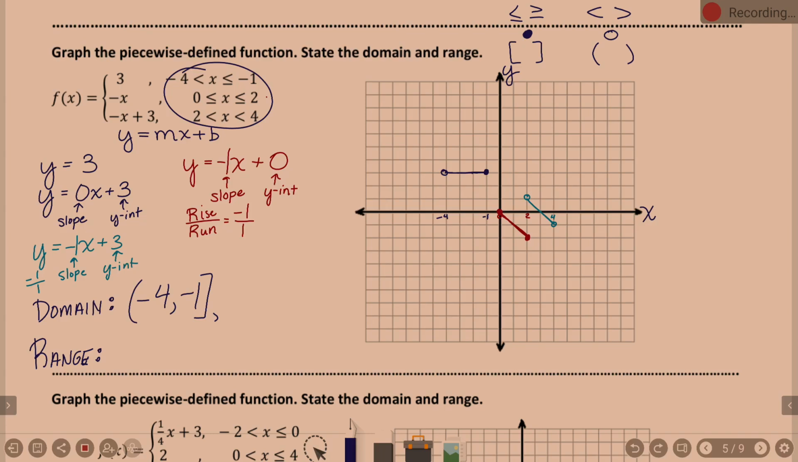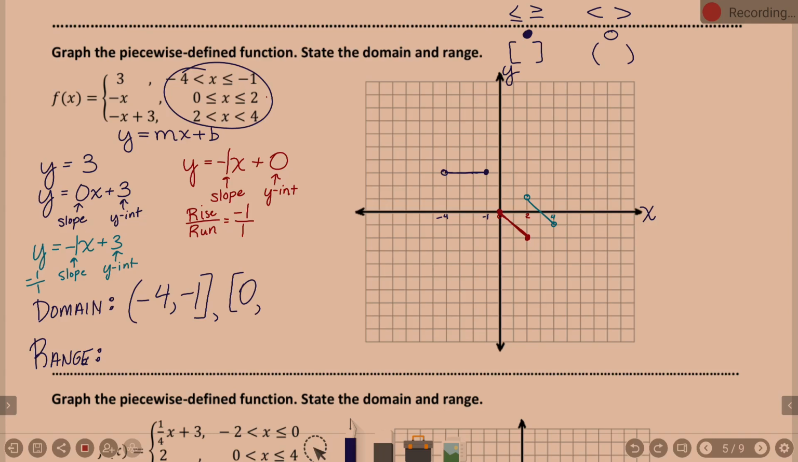At -1, my graph stops touching. When does my graph start back up? At what x value? 0. It starts back up at 0. Does that match? Yeah, it does. Is 0 going to have a parenthesis or a bracket? Perfect. It's a bracket because it does touch. It's a filled-in circle.